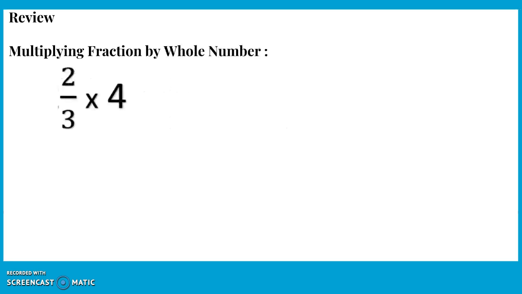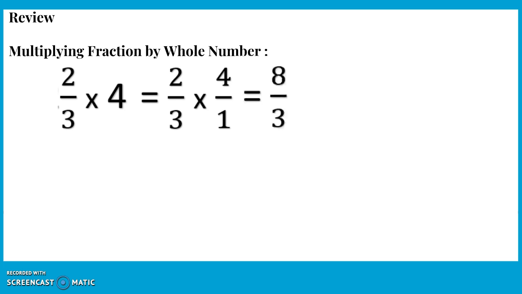The last thing we're going to review is when we multiply a fraction by a whole number. So let's take a look at the example of 2/3 times 4. The first thing we're going to do is put a 1 underneath the 4 to make it look like a fraction. When we have a whole number, we just want to put a 1 under it. So then we're going to multiply just like we have two fractions. 2 times 4 is 8, and 3 times 1 is 3.